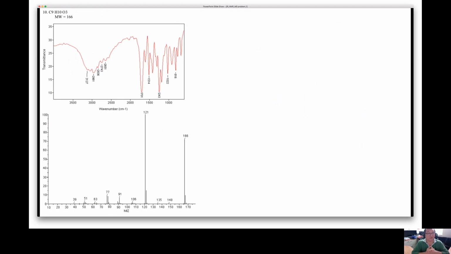All right, the next one, the last one. We have C9, so the degree of unsaturation: 9 carbons, and then half of the hydrogens plus 1. So this is 5, this is 4. Oh wait a minute, 4, 5. We've got 5 degrees of unsaturation. That is pretty large.